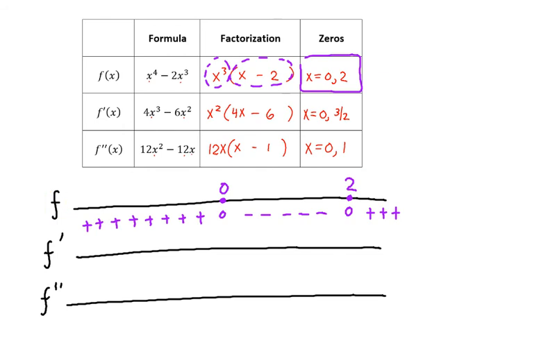Now let's turn our attention to the first derivative. Zeros are at 0 and 3/2. So here's 0 again, and 3/2.